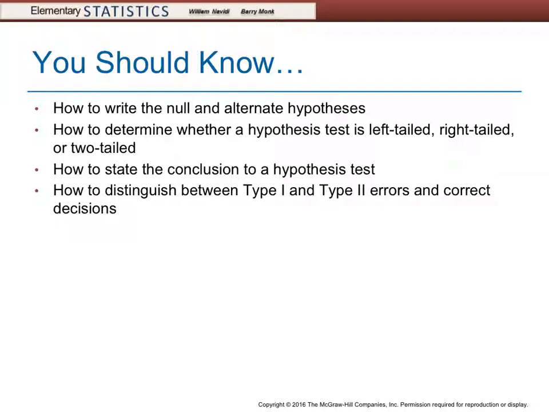This concludes our chapter 9-1. What you should have gotten out of this chapter is know how to write the null and alternative hypothesis, to determine whether a hypothesis test is left-tailed, right-tailed, or two-tailed, how to state the conclusion of a hypothesis test, and how to distinguish between a type 1 and a type 2 error and a correct decision. We will now be talking about, in chapter 9-2, how to perform a hypothesis test using either a z-test or a t-test.